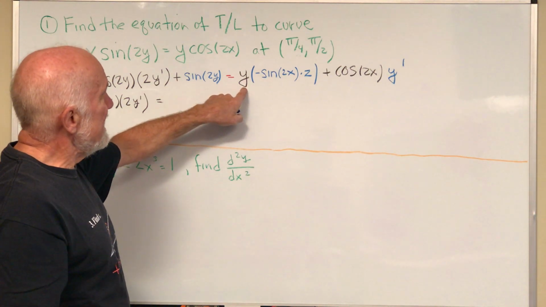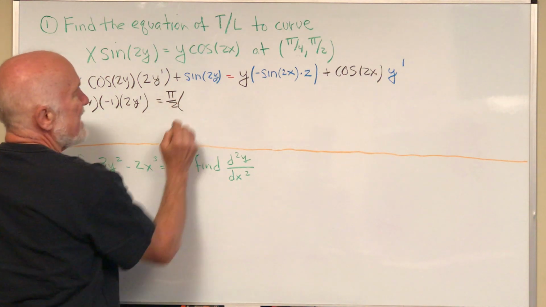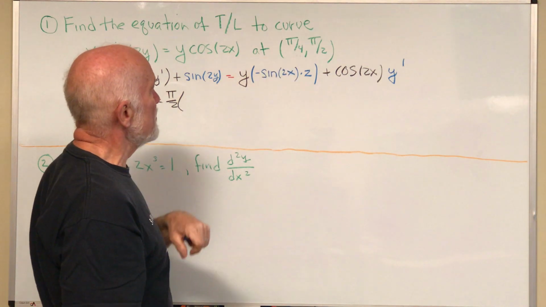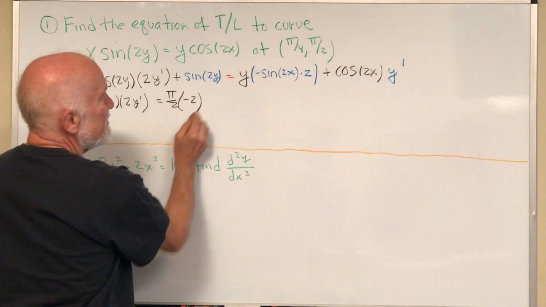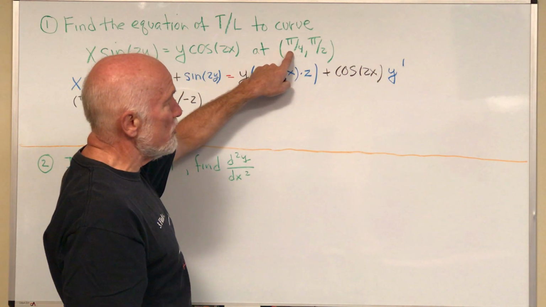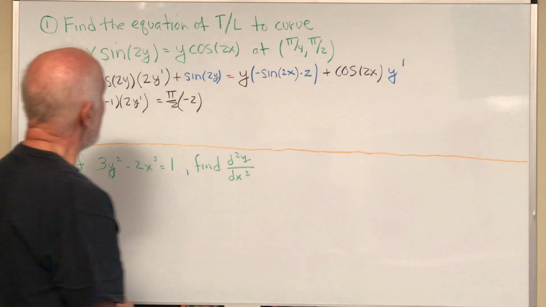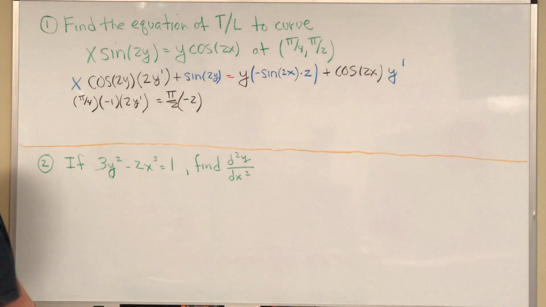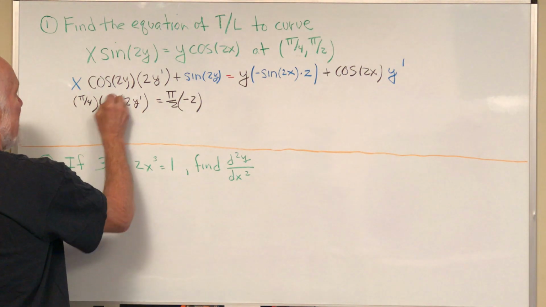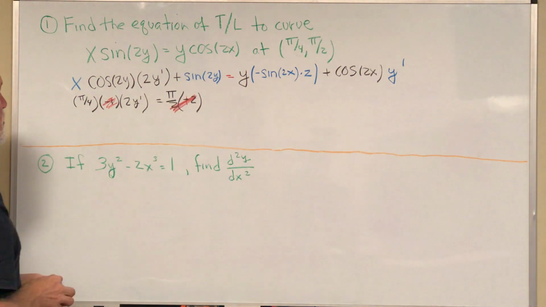Well, now we have y, which is pi over 2, times -2 times the sine of pi over 2? Well, that's just negative 2, plus the cosine of 2x. That's the cosine of pi over 2, which again is 0. So this is making our life quite a bit easier. First of all, we can multiply both sides by negative 1. The 2 cancels with the 2.